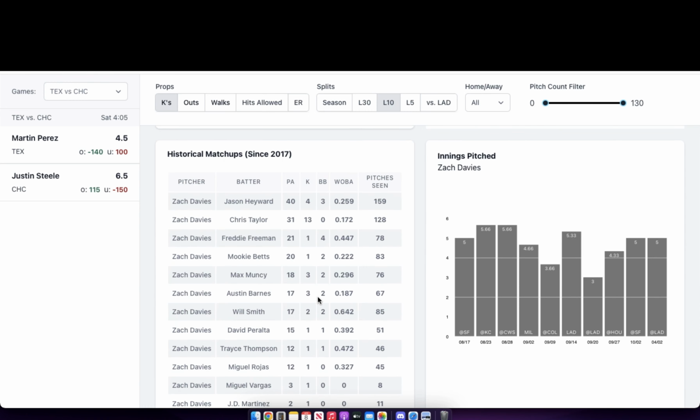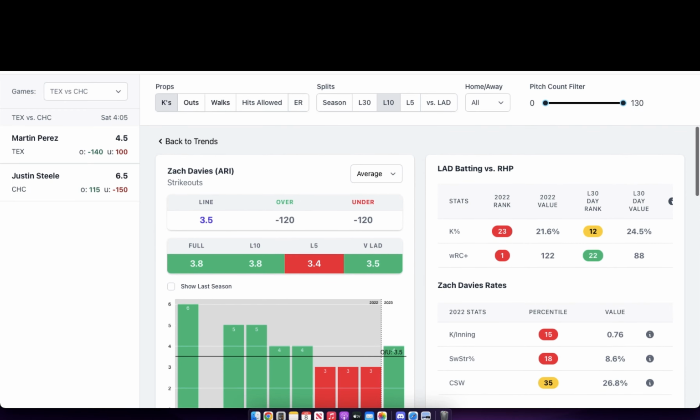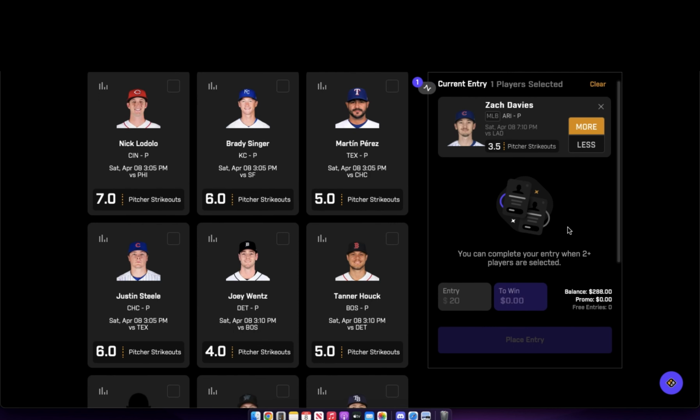I mean, quite a few players in this lineup or on this roster that he might see today. However, this Chris Taylor one stands out to me. 13 strikeouts in 31 plate appearances. If Chris Taylor is in the starting lineup, he should see three at-bats. I'm not saying he strikes out three times, but Zach Davies needs four strikeouts. Maybe Chris Taylor accounts for 50% of that today. So all that considered, give me the over, the more on Zach Davies' 3.5 strikeouts versus the Dodgers today.